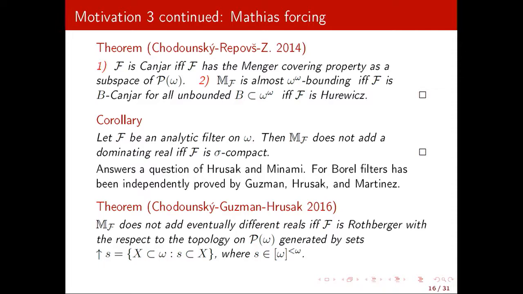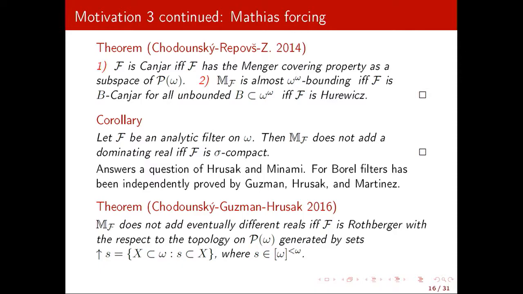And yet another result of this kind. Zdomskyy, Guzman, and Hrušek proved that the Mathias forcing does not add an eventually different real. A real is eventually different if for any ground model real, our real from some point on takes different values. Of course, dominating reals must be eventually different because they just escape from ground model reals upwards, but eventually different reals are allowed to go both ways. So that's a slightly weaker notion.